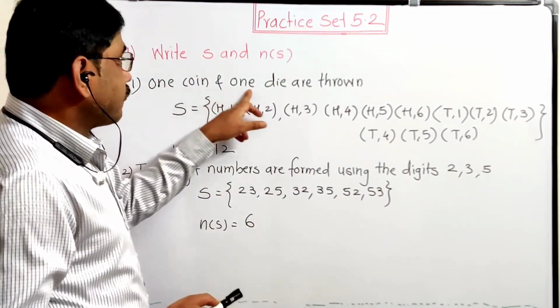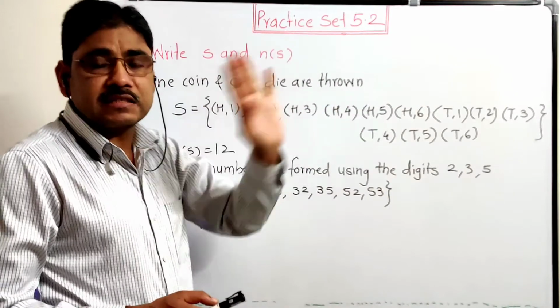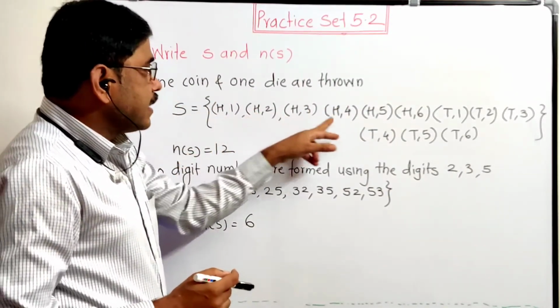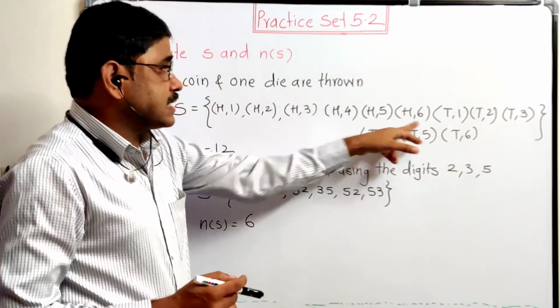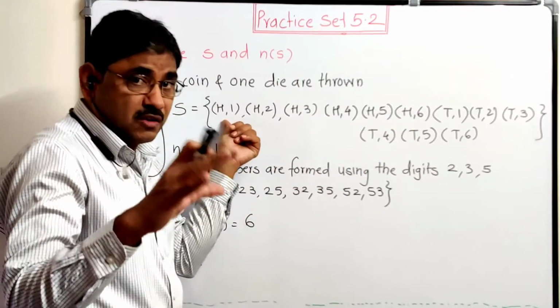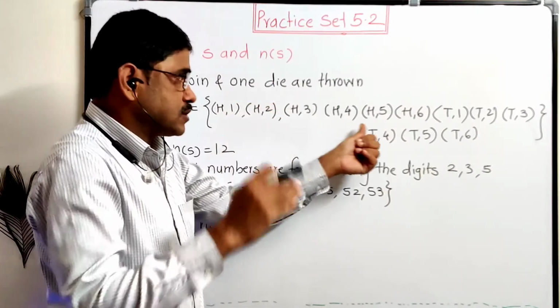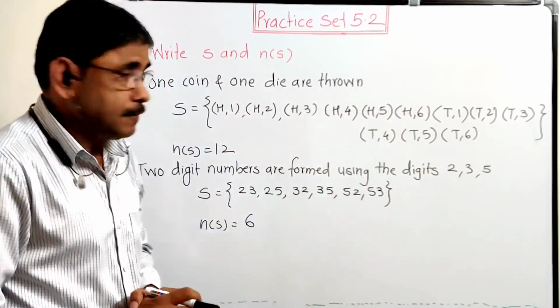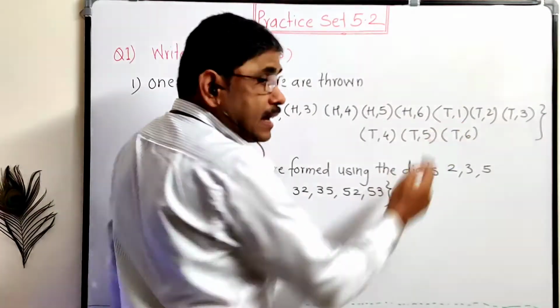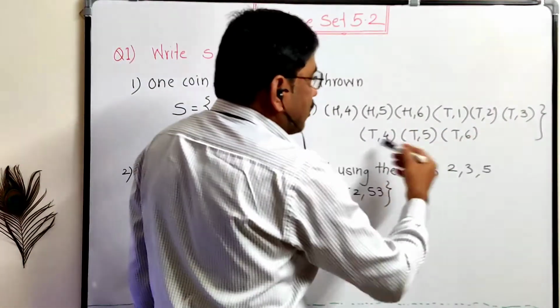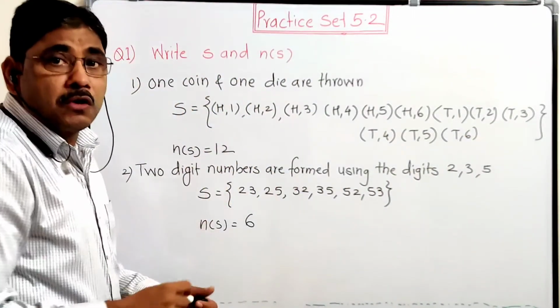So what is sub question number 1? One coin and one die are thrown simultaneously. We get H1, H2, H3, H4, H5, H6, means head is constant on the coin. Then 1 आ सकता है, 2 आ सकता है, 3 आ सकता है, 4 आ सकता है, 5, 6 on the die. Then tail is constant on the coin. उसके बाद 1, 2, 3, 4, 5, 6. So we get n(S) is equal to 12.